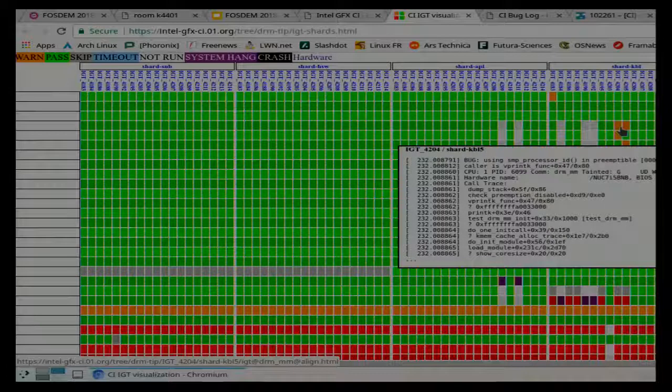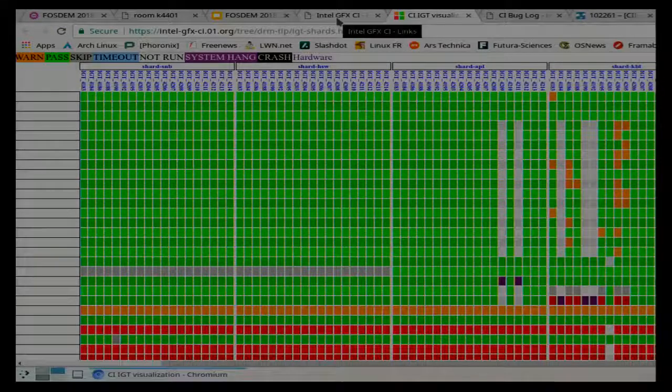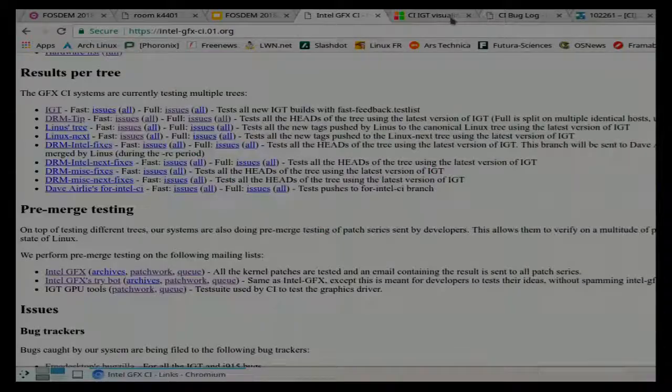That is problematic because the patch has nothing to do with it. But how can a stupid CI system know that? So you'll have to have another layer of bug filtering, and we're going to talk about it later. So that is the first layer, just presentation of raw results.